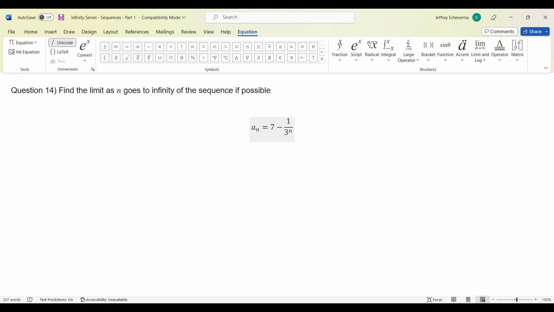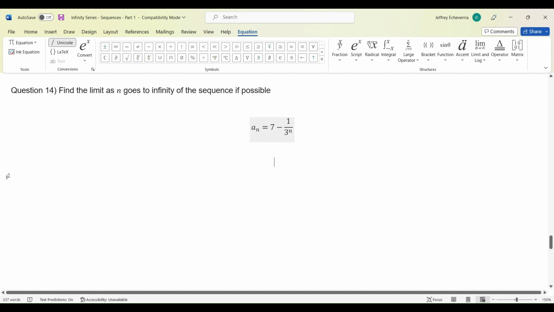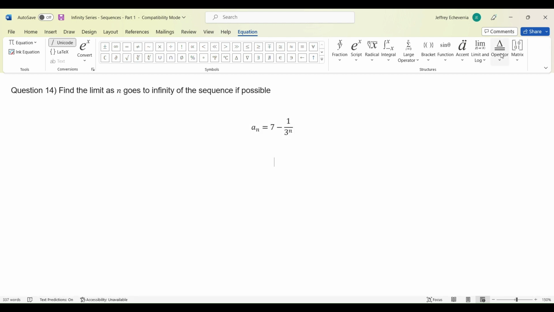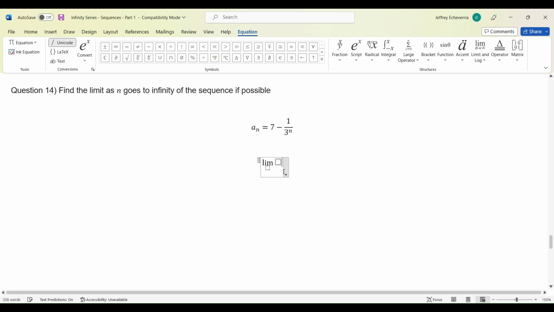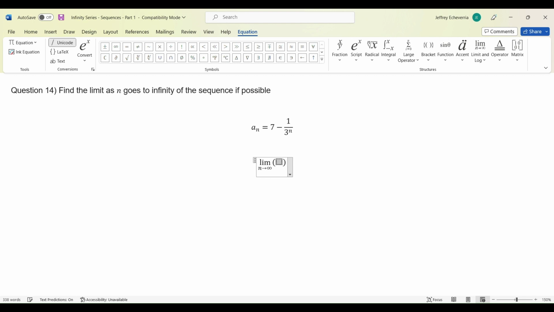For question number 14, find the limit as n goes to infinity of the sequence if possible. So let's do that. So as n goes to infinity, we will have the sequence above, which finally leads to 7.